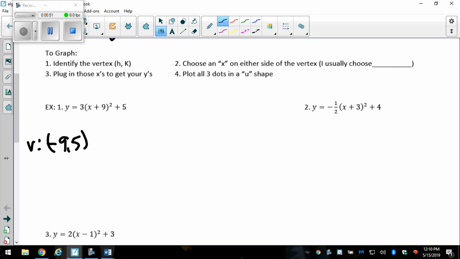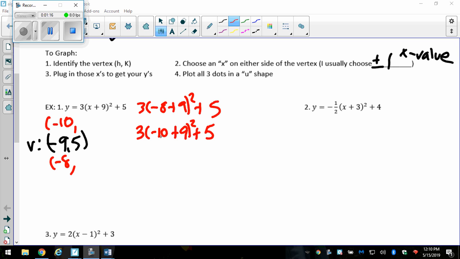So the opposite is 5. The next thing we're going to do is choose an x on either side of your vertex. I always choose one above and one below, so I add and subtract 1 to my x value, that's the x value of your vertex. That means I'm going to be plugging in the numbers -10 and -8, and I plug them in for my x here.